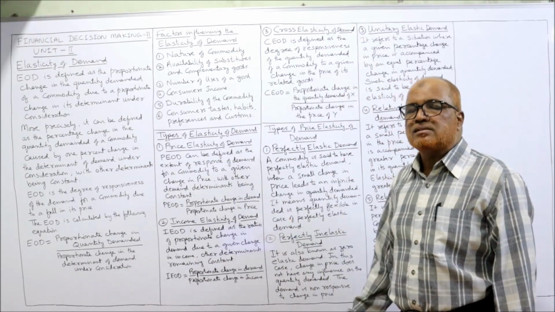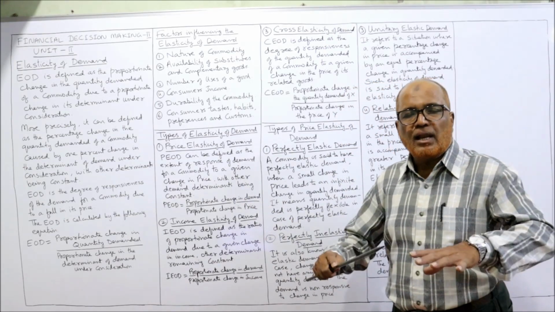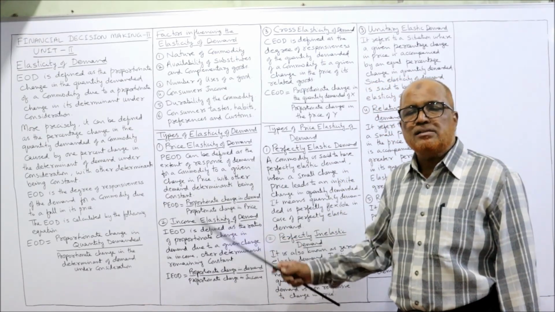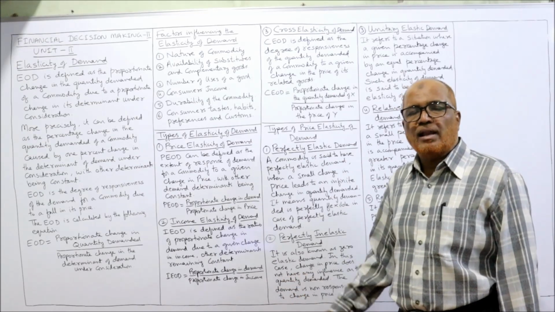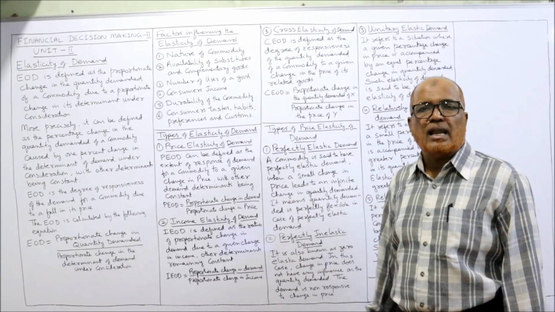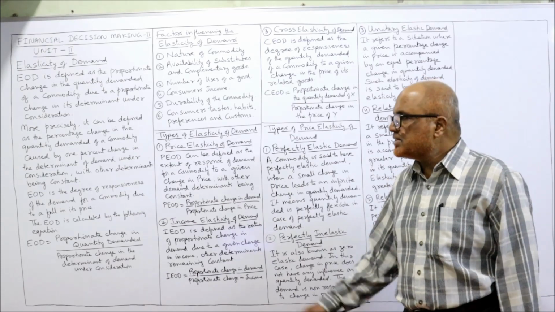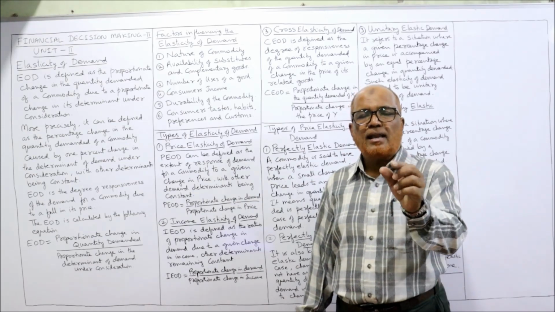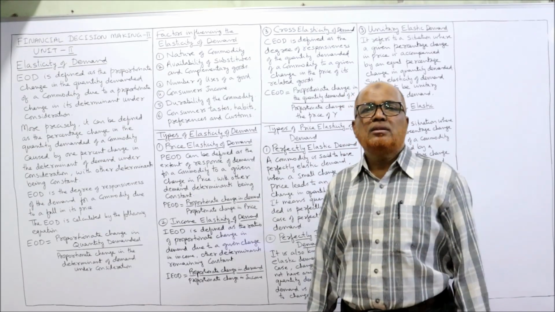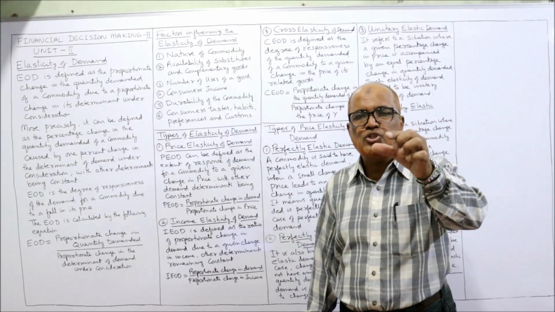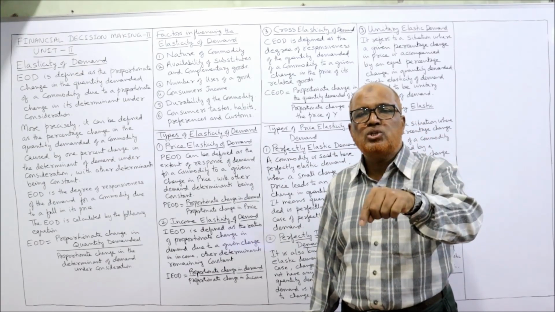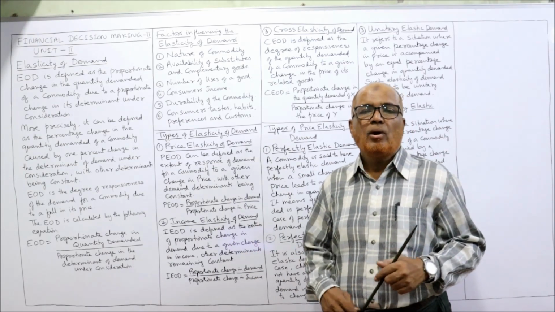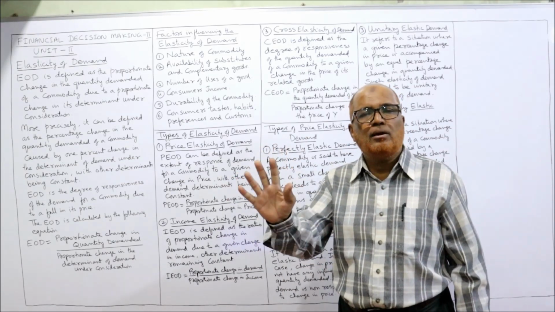Now, types of elasticity of demand. We can classify the elasticity of demand into three categories. That is price elasticity of demand, income elasticity of demand, and cross elasticity of demand. First, I will explain to you price elasticity of demand. The price elasticity of demand shows the responsiveness of the change in demand due to a change in the price, other things remaining constant. All other determinants are remaining constant.